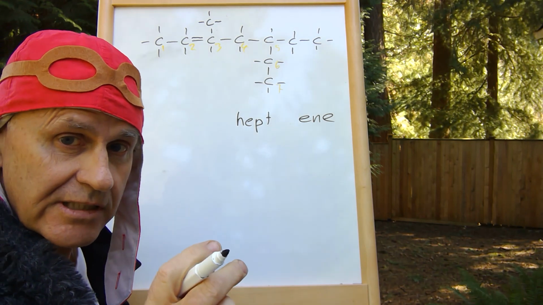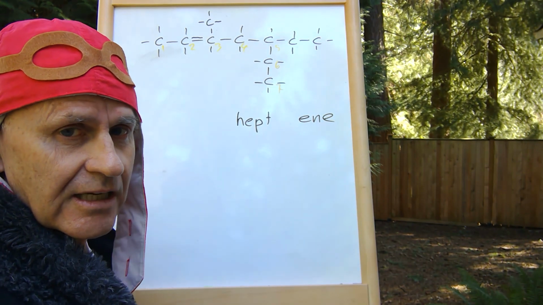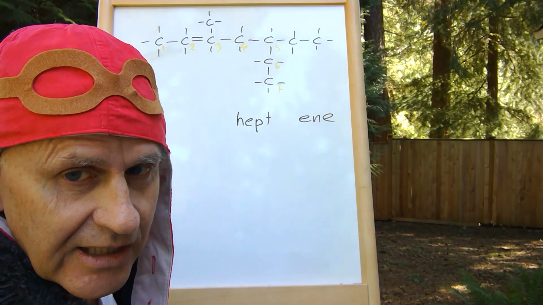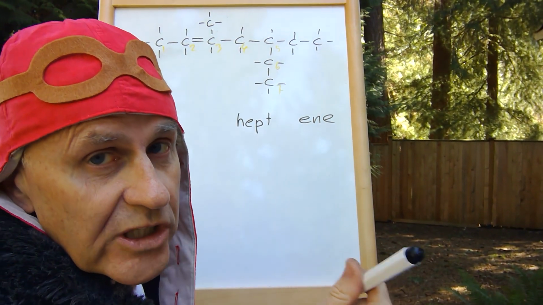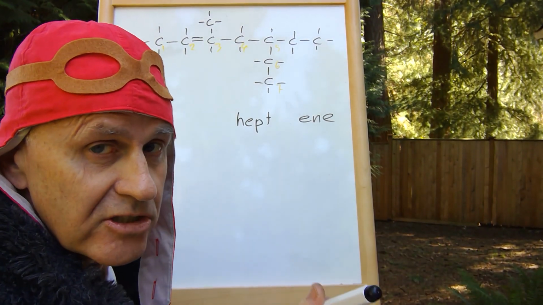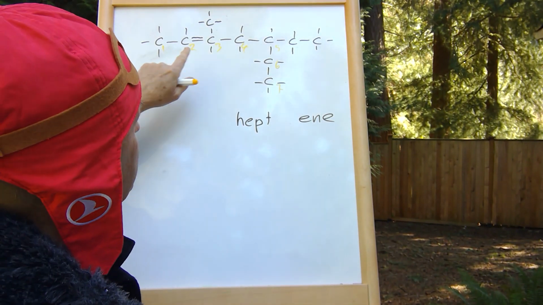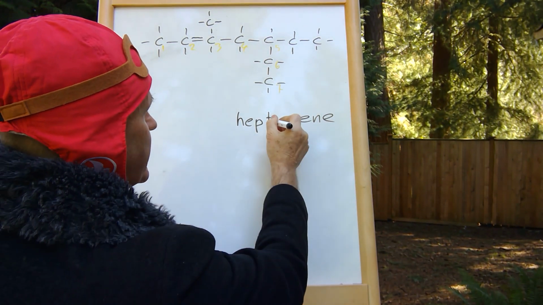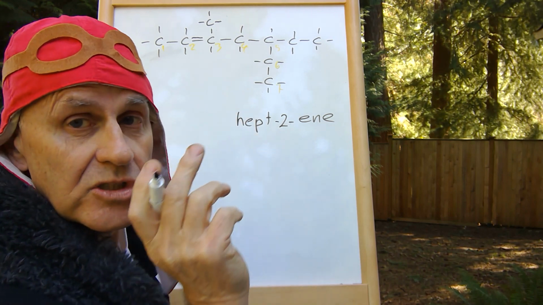But you will notice that I've left a small gap there. The reason I've left the small gap is because we want to see which carbon the double bond is attached to. We take the smallest number of the carbon, which is not 3, it is 2. Remember that? Indeed, it is 2.